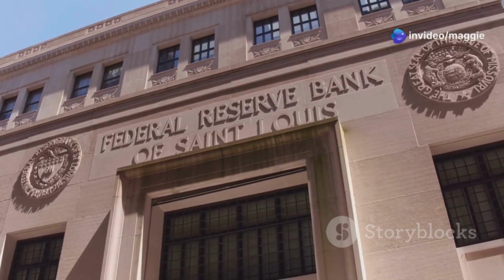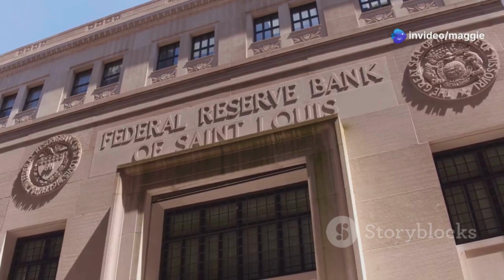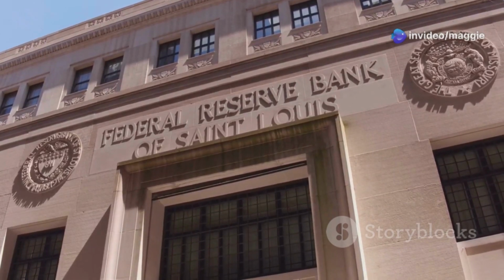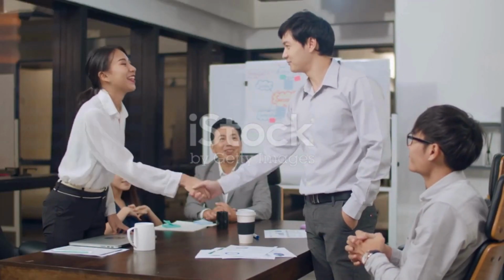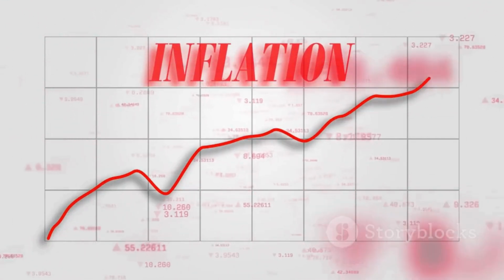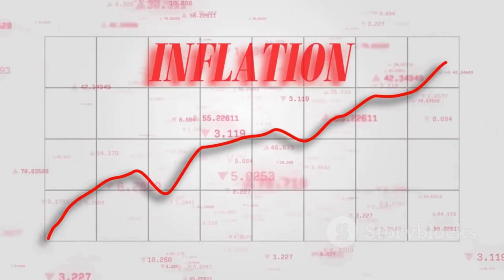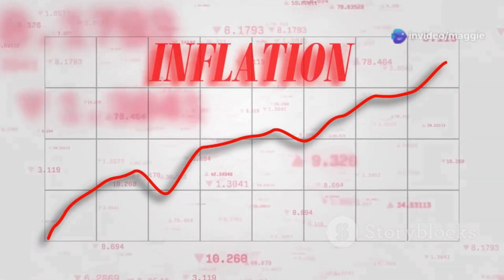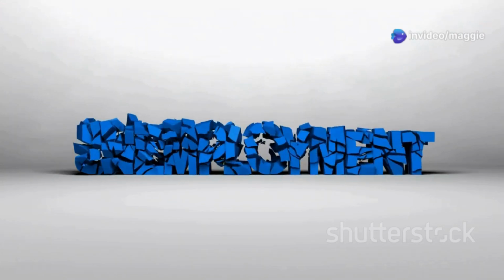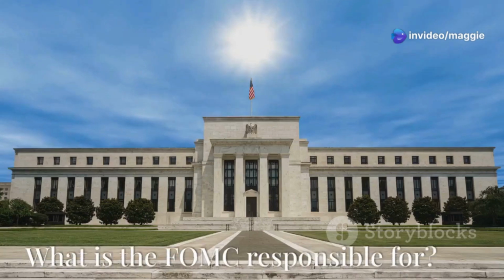The Federal Reserve's dual mandate is like having two jobs: keep prices stable, low inflation, and ensure people have jobs, low unemployment. For example, if prices are rising too fast, the Fed raises interest rates to slow things down. If too many people are unemployed, it lowers rates to encourage borrowing and spending.